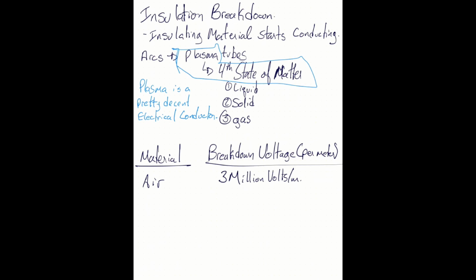If you cool plasma off, plasma is very hot, right? In our case, our electrical arc is like 19,000 degrees, super hot. If you cool it off, it goes back to just being what it was before, right? So air turns back into air if you cool that electrical arc off.